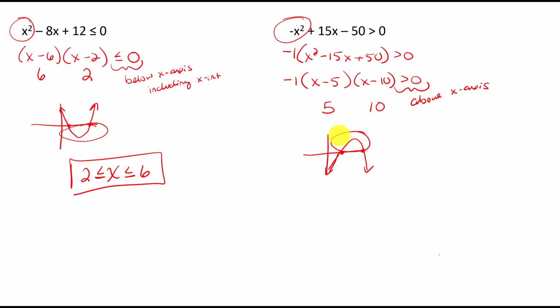And you can see that that part is also in the middle, just like the previous graph was, but this graph opens down and it's above the x-axis in the middle part. So when x is between, the smallest one goes here, and the largest one goes on the right. So when x is between 5 and 10, and in this case, we're not including the 5 or the 10.